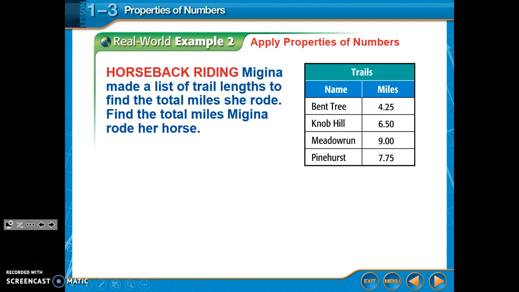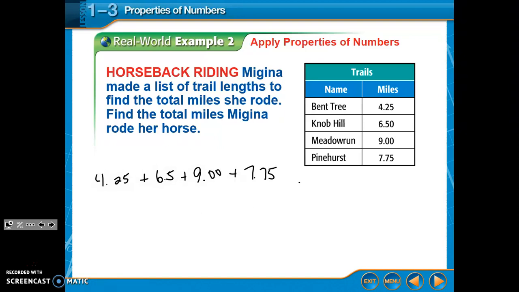So if I'm looking at this, it says Magina made a list of trail lengths to find the total miles she rode. Find the total miles Magina rode herself, right? So if we want to find the total miles, we're going to add these all up. So I'm going to say 4 plus 4.25 plus 6.5 plus 9.00 plus 7.75.